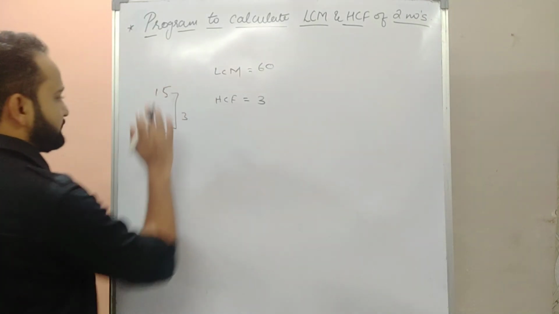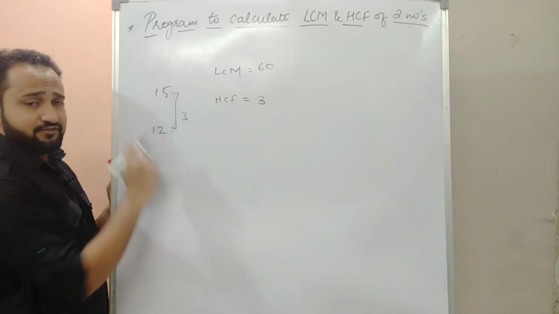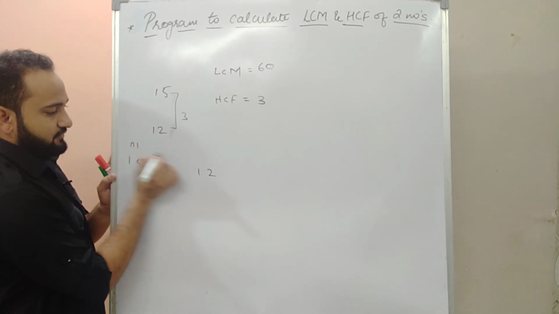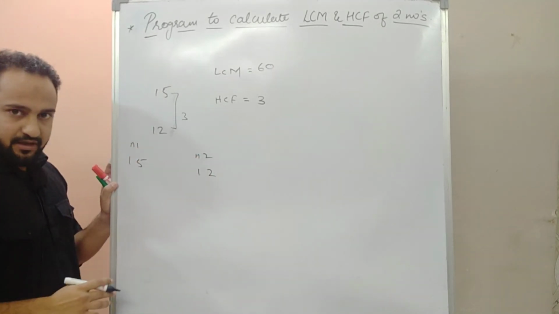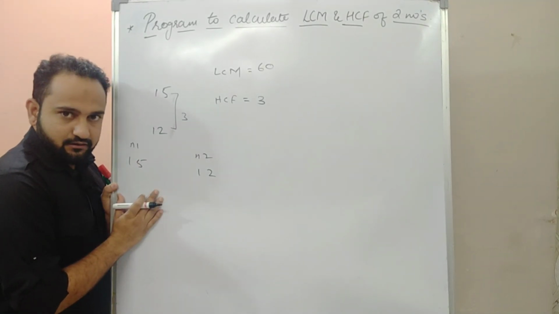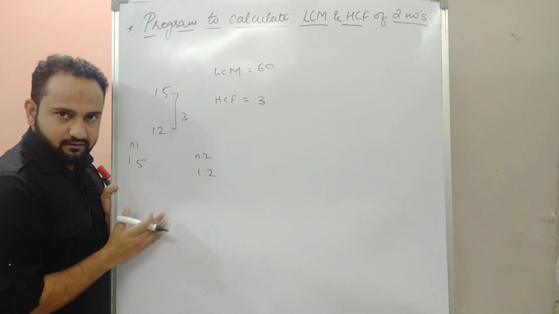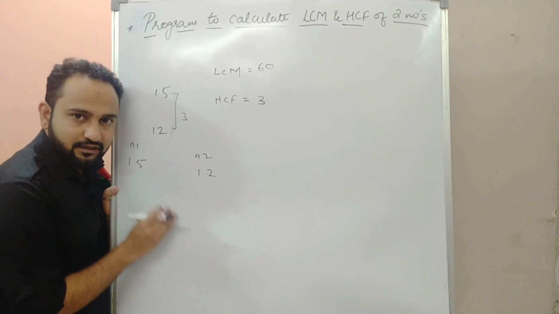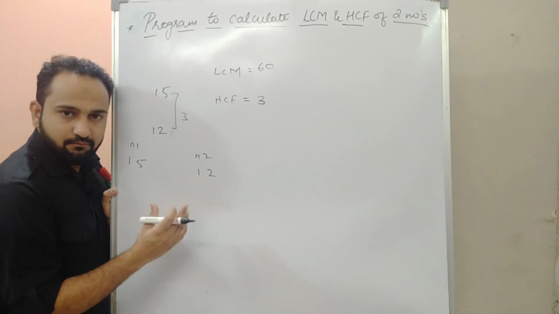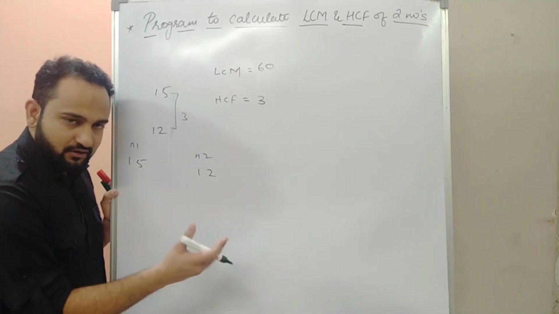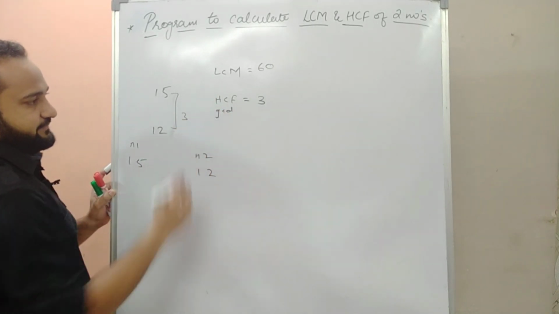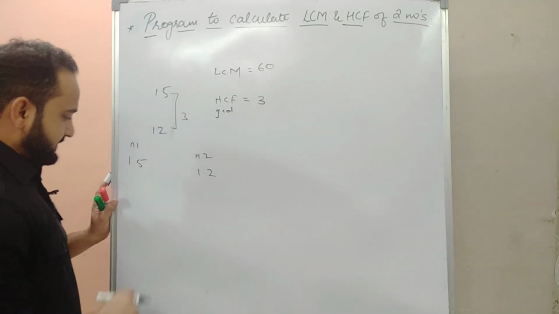So for example, if I have two numbers, again I'm going with 15 and 12, we need to take these two numbers first. That's my n1 for example, and that's my n2. Now what we have to do is simply subtract the lower number from the higher number. Do that till you get a number common on both sides, and that number will become your HCF. Now let me write it. HCF you can also say GCD, greatest common divisor.